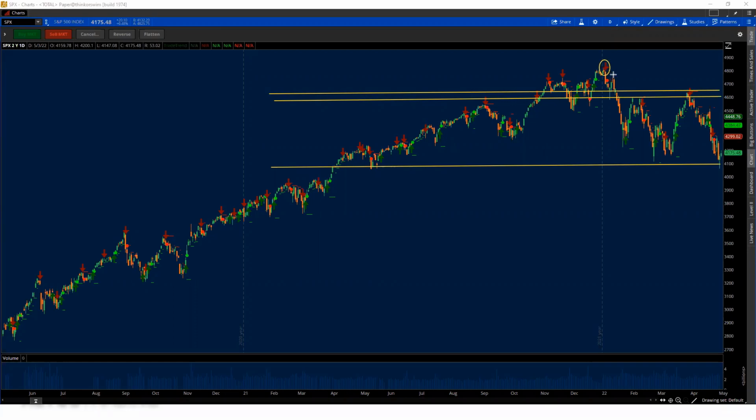Obviously, the first one is the all-time high in the S&P. Then we've got this double top here in early February and then mid-March. And now we're down here at the bottom at this 4,100 support with a close today at a quarter century mark, 4,175. So those are support areas to be watching this week.